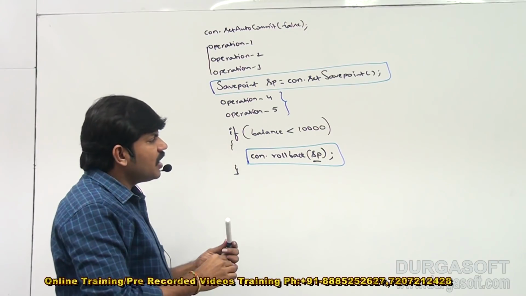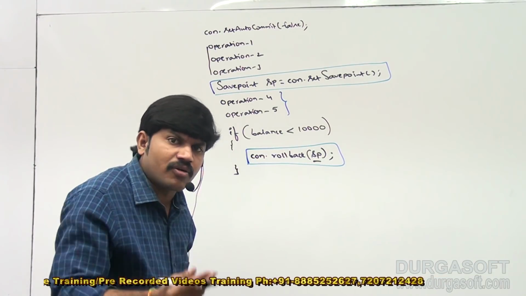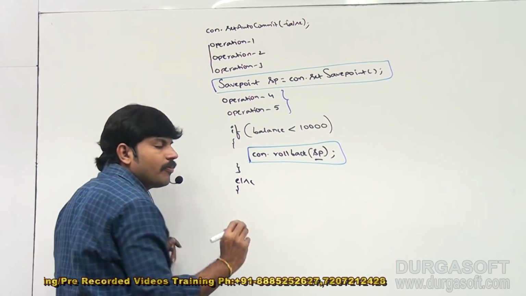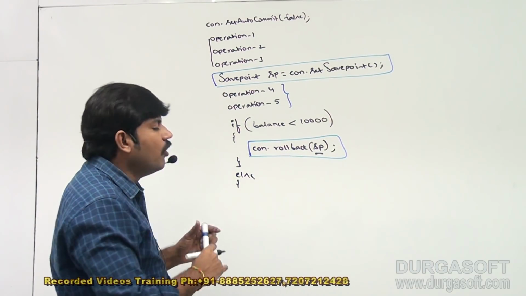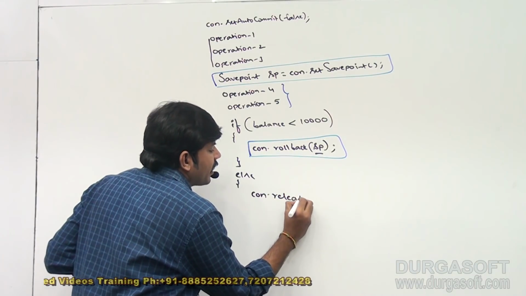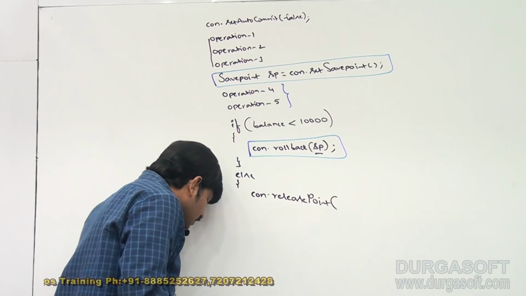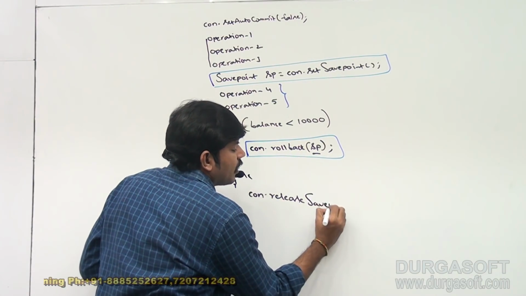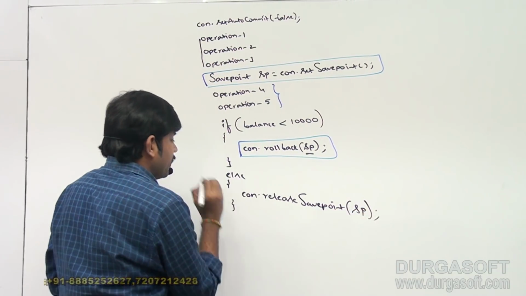Remember that. If your balance is not less than 10,000, the account balance is still there, no problem. Please consider these operations also. What I have to take is conn.releaseSavepoint(sp). I have to take care of that.